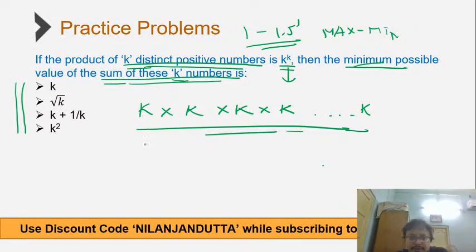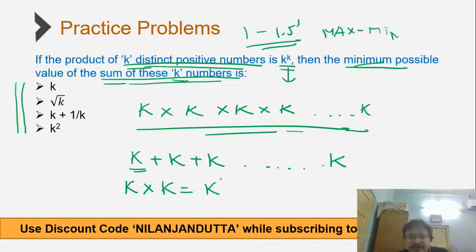So basically what am I doing? I'm adding k numbers, each of which is k. The sum will be n, that is the number of numbers, that is k, into the average of all the numbers, which is also k, which is nothing but k into k, that is k square. Hence the answer is option D.